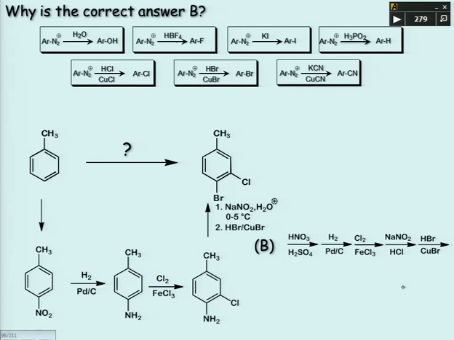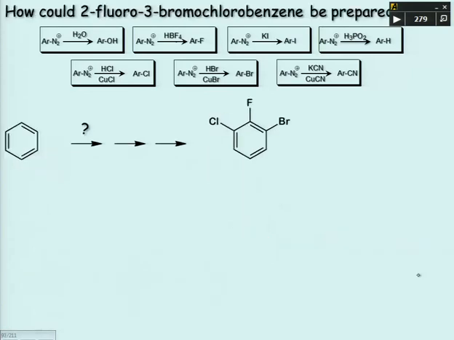You ready for another one? Could you do another one of these? What about the next one? Could you do that one? This looks really, really tricky. We've got the 3 halogens in a row. How in the world would you do that? How would you get those 3 halogens in a row? Any thoughts? How would you introduce 3 halogens?